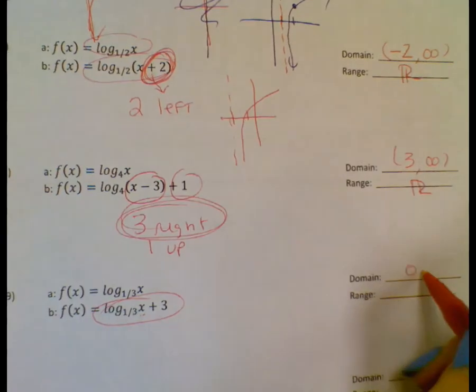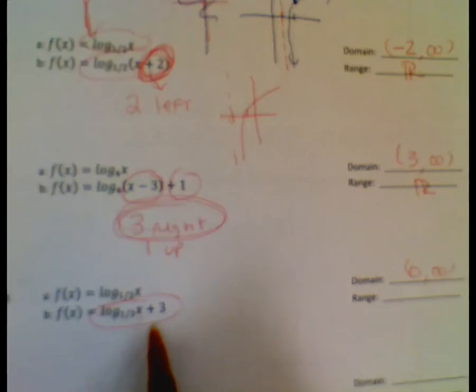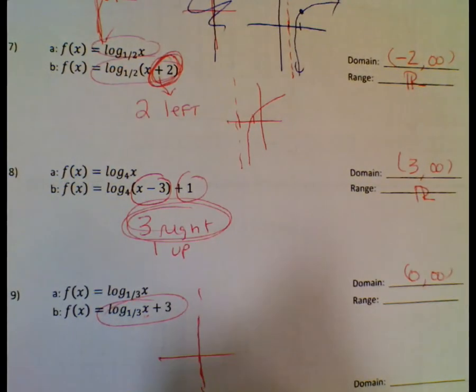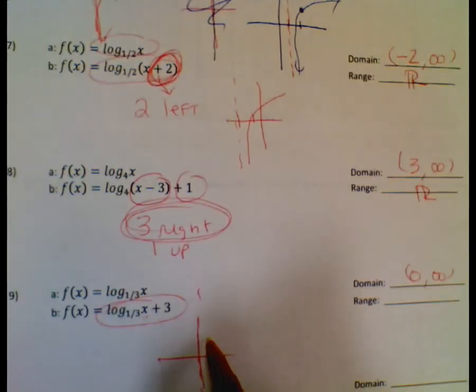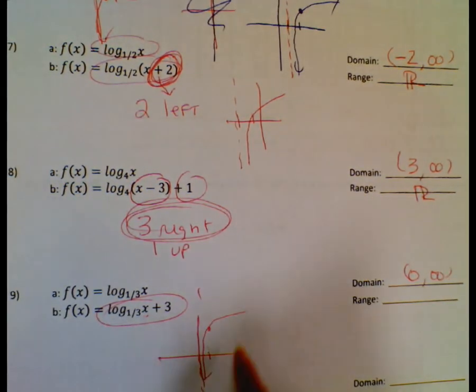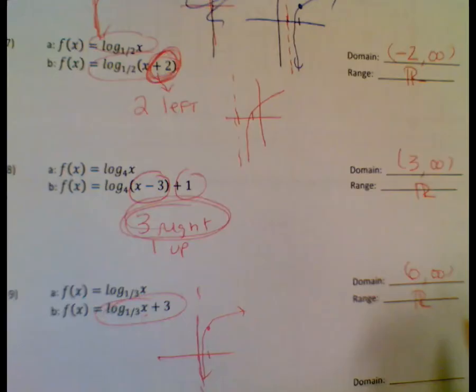There are no parentheses here. Do you see that? No parentheses. So your domain is 0 to infinity. The vertical asymptote doesn't move. The vertical asymptote is still here. This just went up 3. So instead of having a point at 1, 0, it'd be up 3. But the range is still all real numbers.